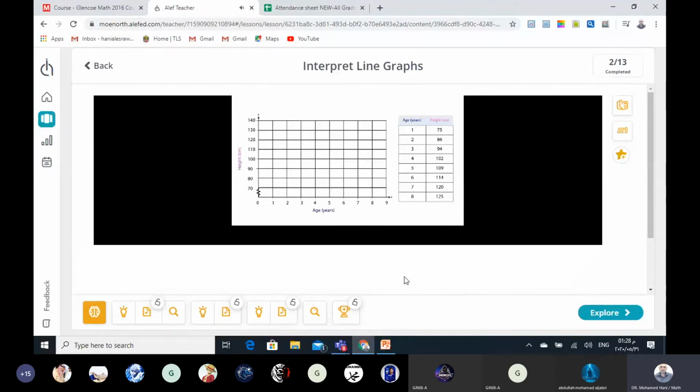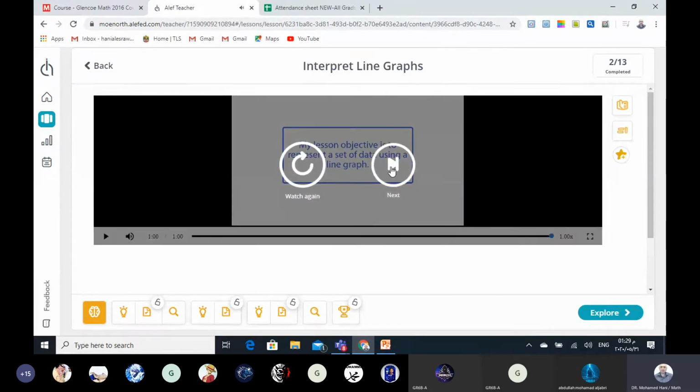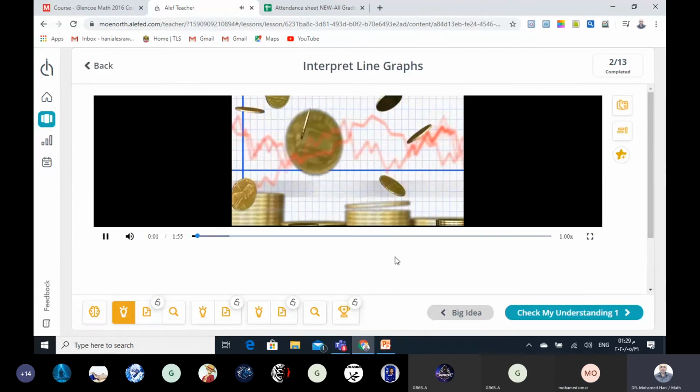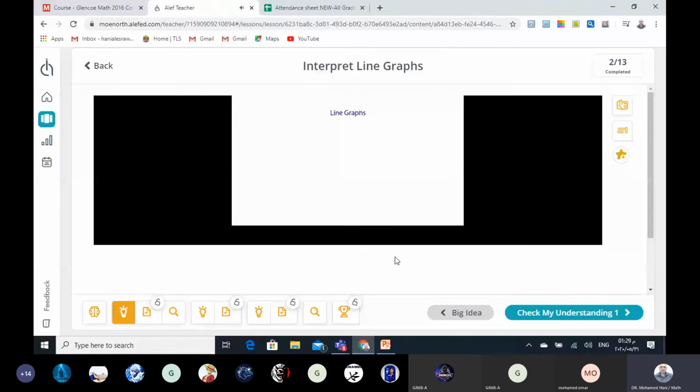Each data point is plotted as a coordinate pair. Then the points are connected with line segments. Finally, a title should be added to the top of the line graph. In today's lesson, you will learn how to represent a set of data using a line graph. One useful way to visualize data is a line graph. Let's review how to create a line graph from a table of values.